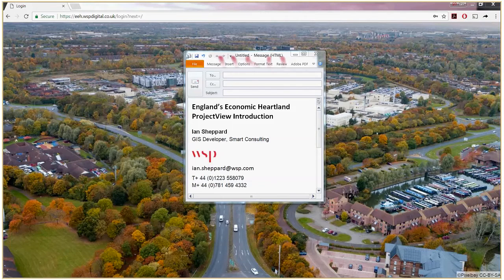I'm going to give you an introduction to the ProjectView web mapping application that WSP has developed for England's economic heartland. Here's my details on screen, so if you've got any further questions, follow-up queries, then get in touch and I'll be able to answer those for you.